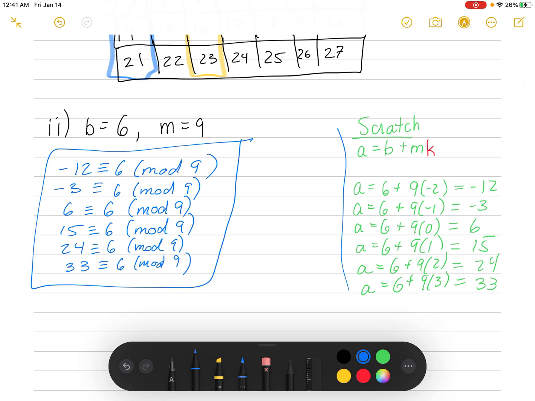All right, so in the next video, we're going to look at how to do some modular arithmetic with this congruence relation.